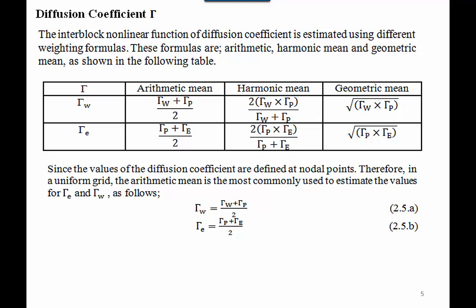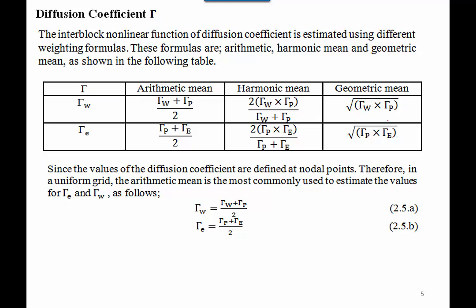For the geometric mean method, we multiply both values and take the square root. So if we want to calculate gamma at the west interface, we multiply both neighboring points, gamma at W multiplied by gamma at P, and take the square root of the result. And the same goes for gamma at the east interface. We multiply the neighboring values, gamma at P multiplied by gamma at E, and we take the square root of its result.